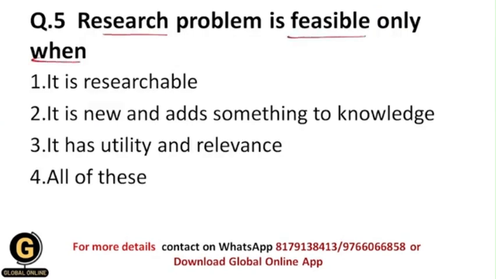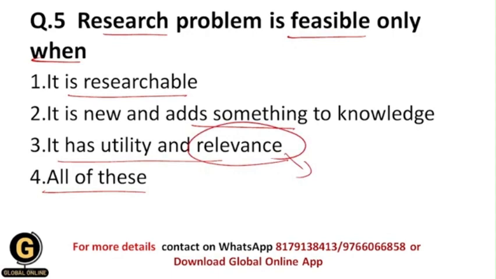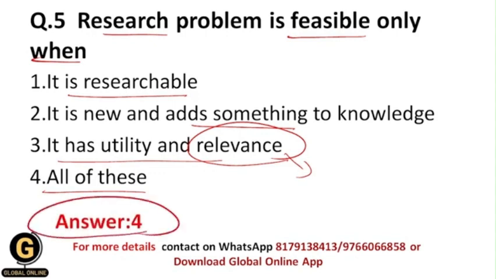So in which situations is a research problem feasible? When it is researchable, when it is new and adds something to knowledge, or when it has utility and relevance, and all of these. So basically students, a research problem is feasible only when it is researchable. Whenever it is researchable, then obviously it will be feasible. When it is new and whenever it adds something to knowledge, then obviously it will be feasible. And as well, whenever it has utility and relevance, relevance meaning relevance to the problems in the society, then obviously it will be feasible. And that's why in all of these situations a research problem is feasible, and your correct answer should be 4, that is all of these.